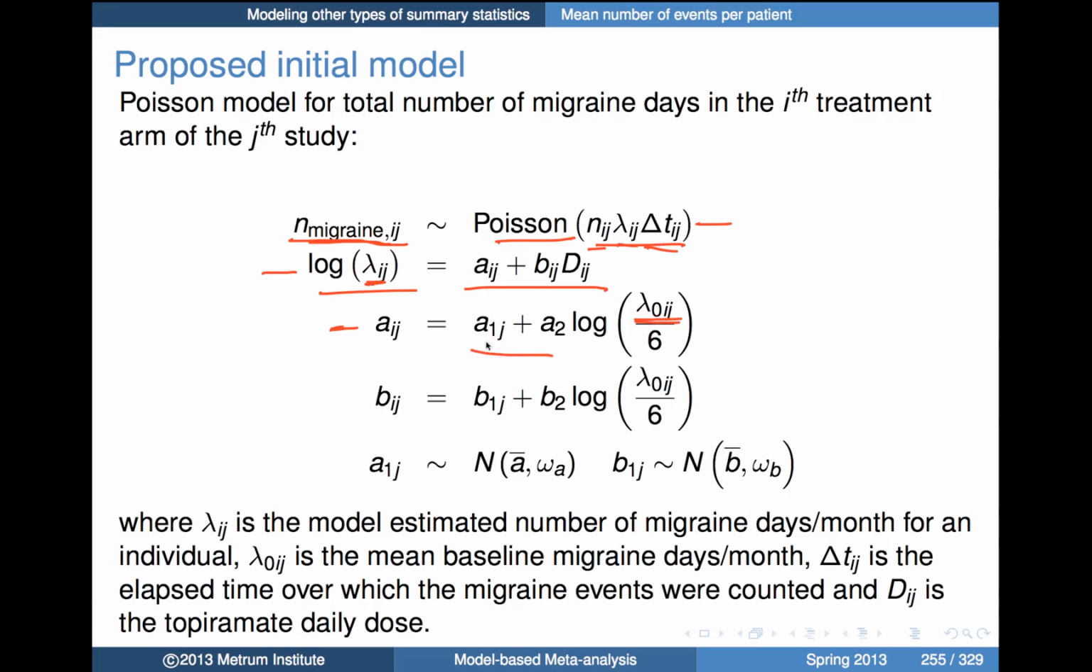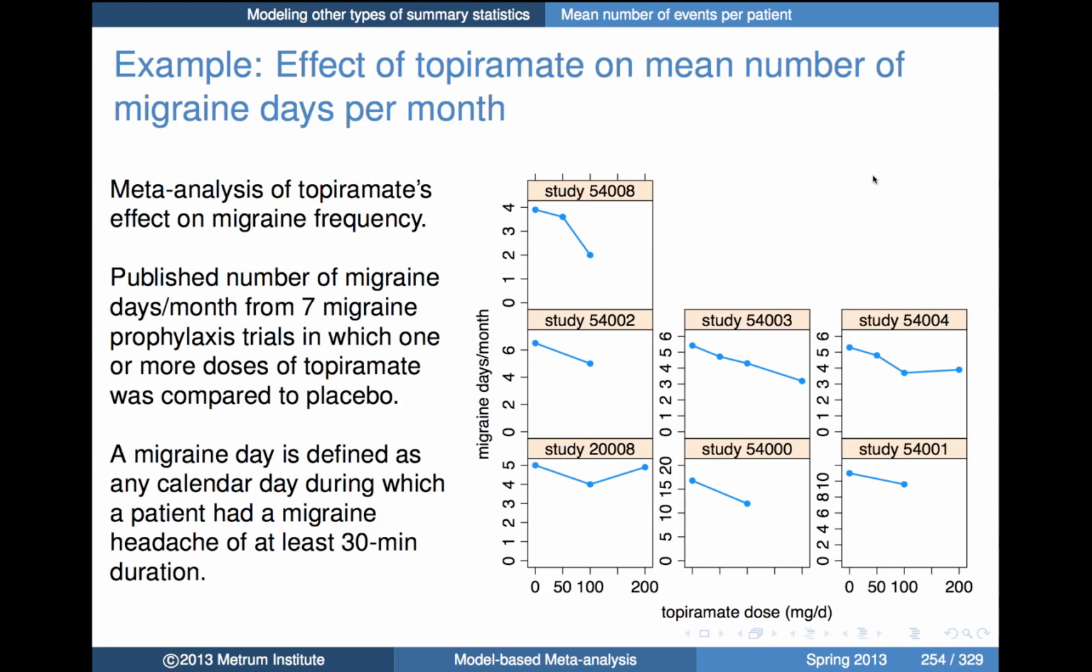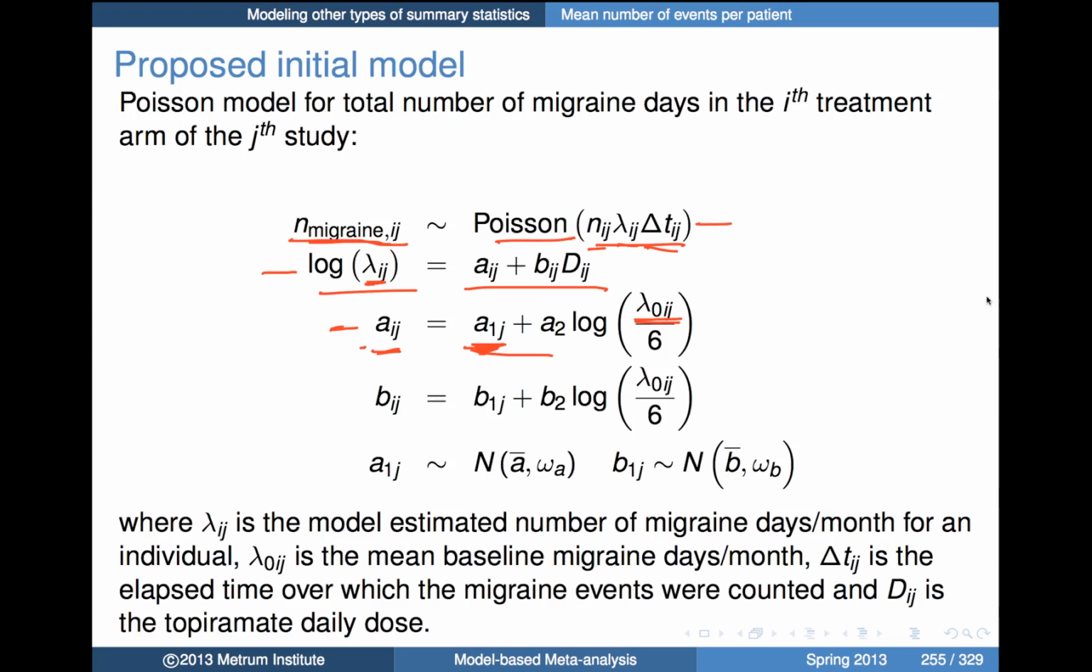And so I'm going to do this as a linear function of the log of that quantity divided by 6. So it's basically like centering it around 6. The way you can interpret this is that you can think of A1j as being the value of A when the baseline rate is 6. So it's just kind of centering it around a typical value. And in fact, if we go back, with the exception of one trial that has particularly high rates of migraine, 6 is probably as good a representative number as any when we look across these trials.